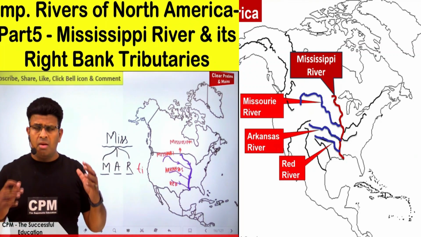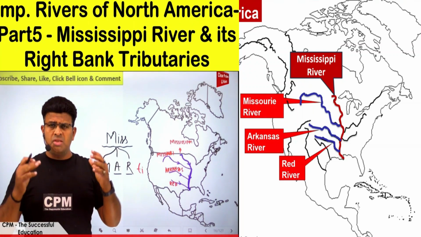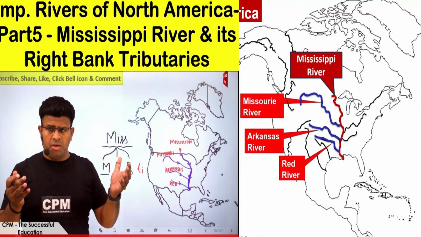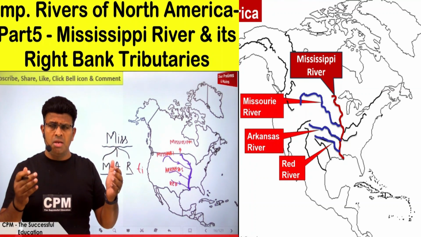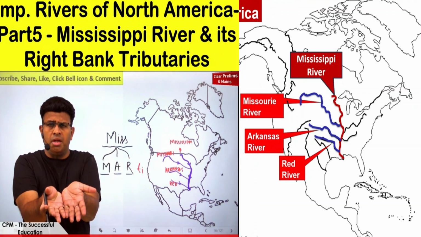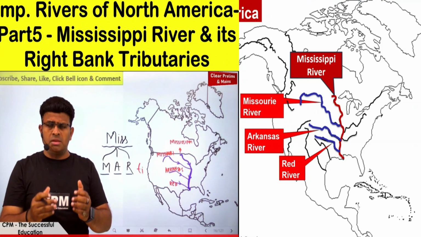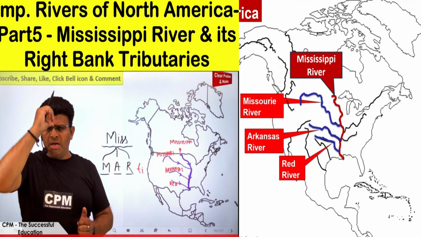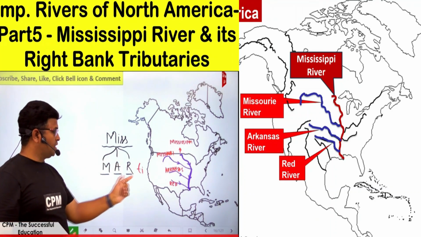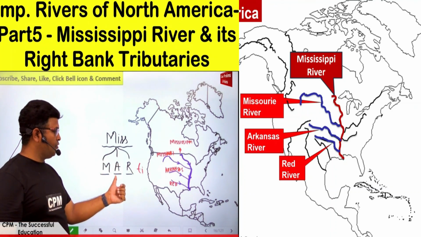Miss, when she becomes Orath, Missouri. When Miss becomes Orath, put Arg in the morning after getting Red over there. Miss becomes Orath and gives Arg on getting Red, or Miss Marty B, M for Missouri, A for Arkansas, R for Red River.